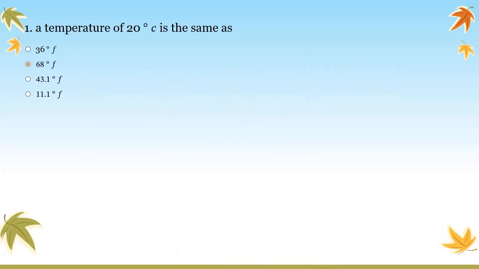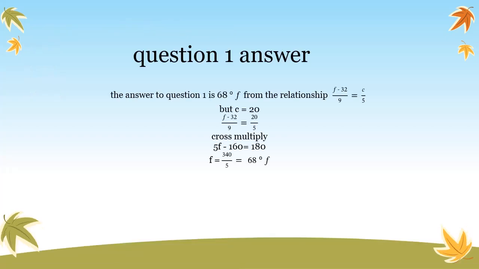1. A temperature of 20 degrees Celsius is the same as what? The answer to question 1 is 68 degrees, from the relationship C over 5 equals (F minus 32) over 9. But C equals 20, so 20 over 5 equals (F minus 32) over 9. Cross multiply: 5F minus 160 equals 180. F equals 340 over 5 equals 68 degrees.